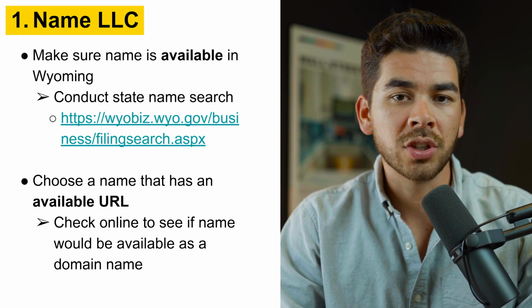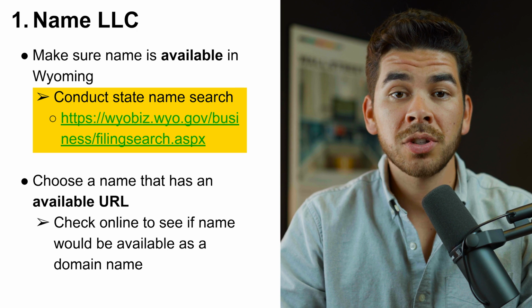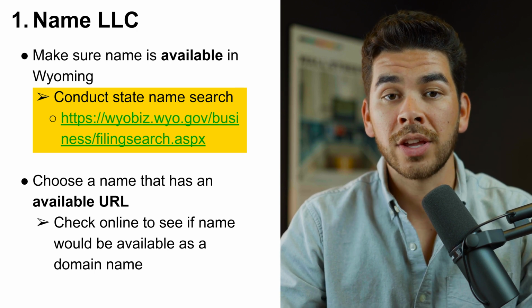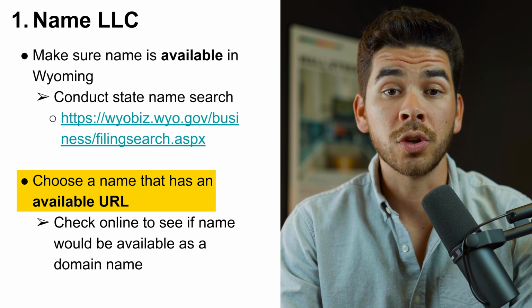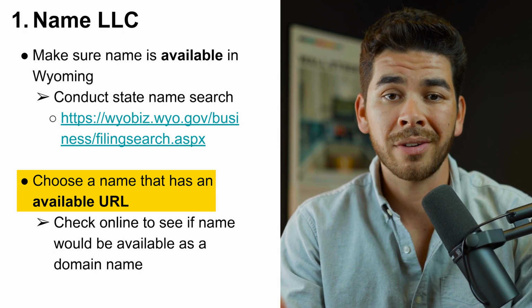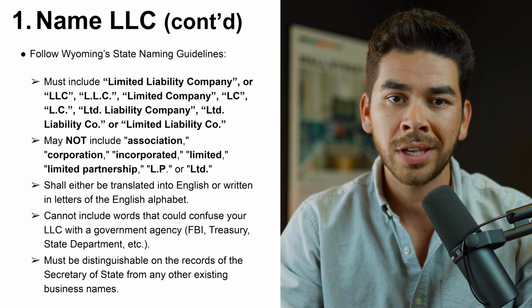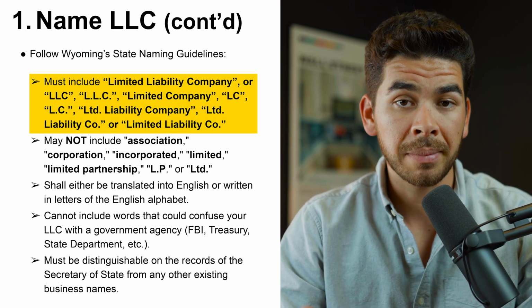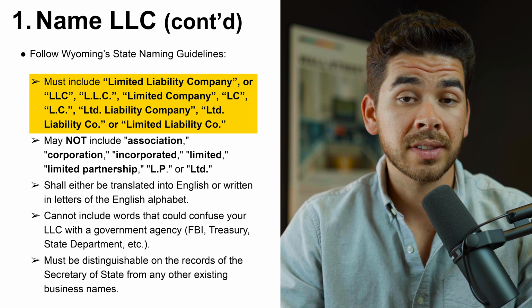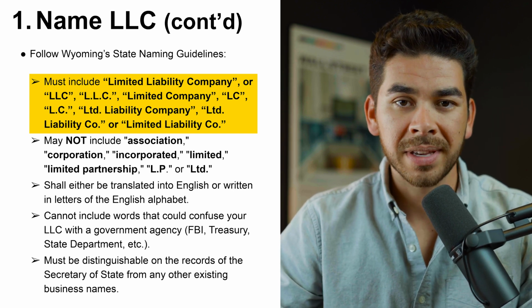Step number 1 is to name your LLC. Now you can go to this website here to conduct a name search in the state of Wyoming to make sure that your business name is available. And you'll also want to make sure that there's an available URL for your business because you definitely want to have a website. In terms of how to name your LLC in the state of Wyoming, you'll have to follow the following guidelines. Your company must include limited liability company, or these 2 abbreviations of LLC, limited company or LC, or these other forms of writing limited liability company.